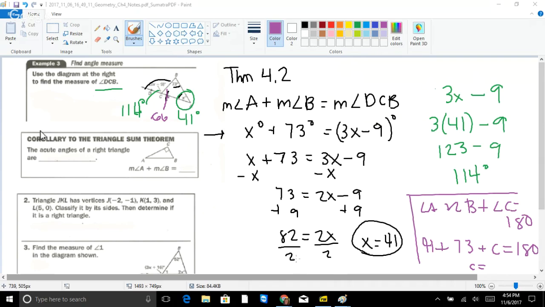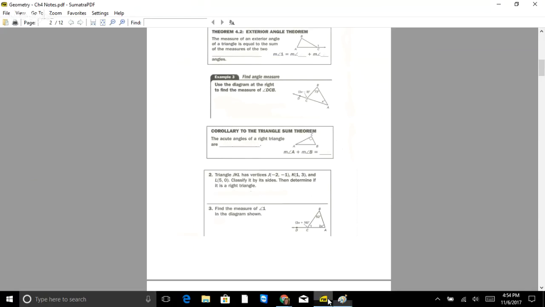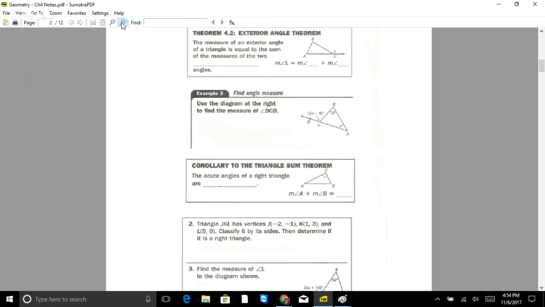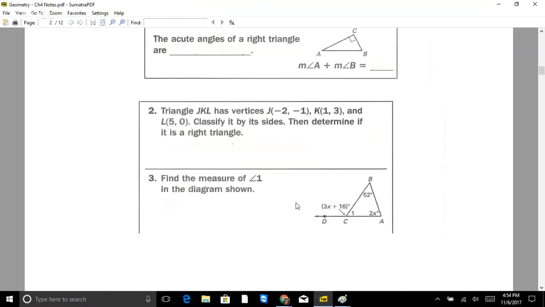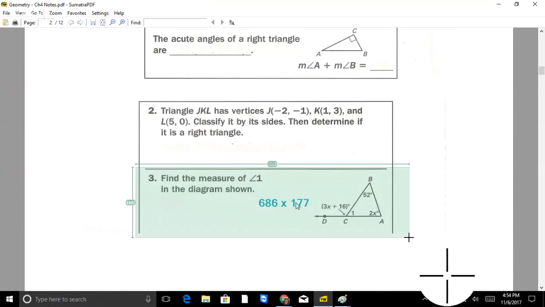All right, so let's try another one. I'll try to make it a little bigger this time. Pop back over here. Zoom in a little bit. We're going to actually go to 3 and then back to 2. So let's start with 2.